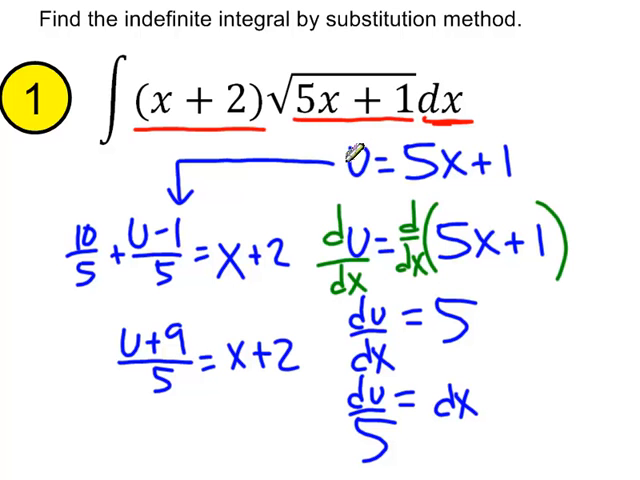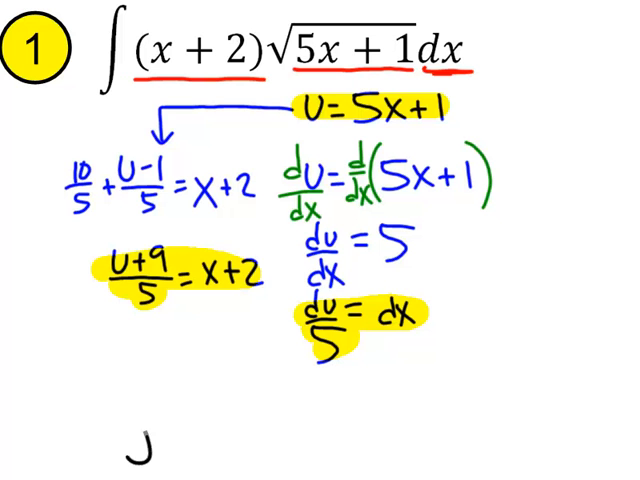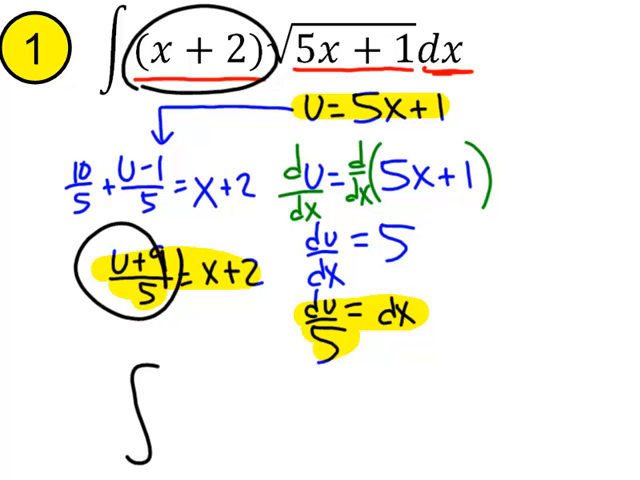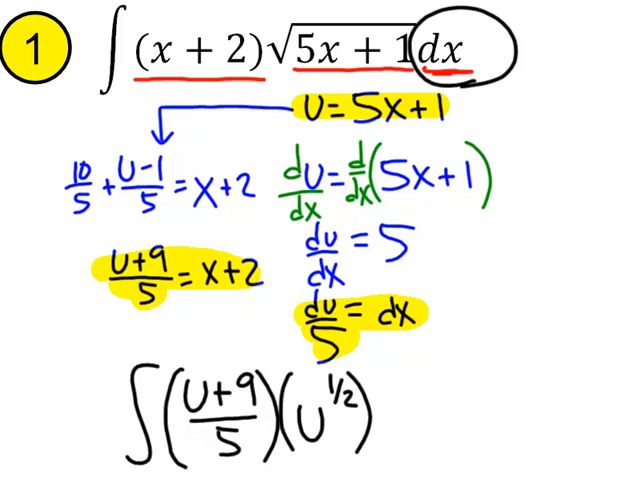The puzzle pieces are in place, and we'll now use these three equations for our substitution into the original integral. So let's do that. Integral, and instead of x plus 2, we'll do u plus 9 over 5. And instead of root 5x plus 1, we'll do root u, or even better, u to the 1/2 power. And instead of dx, we'll do du over 5.